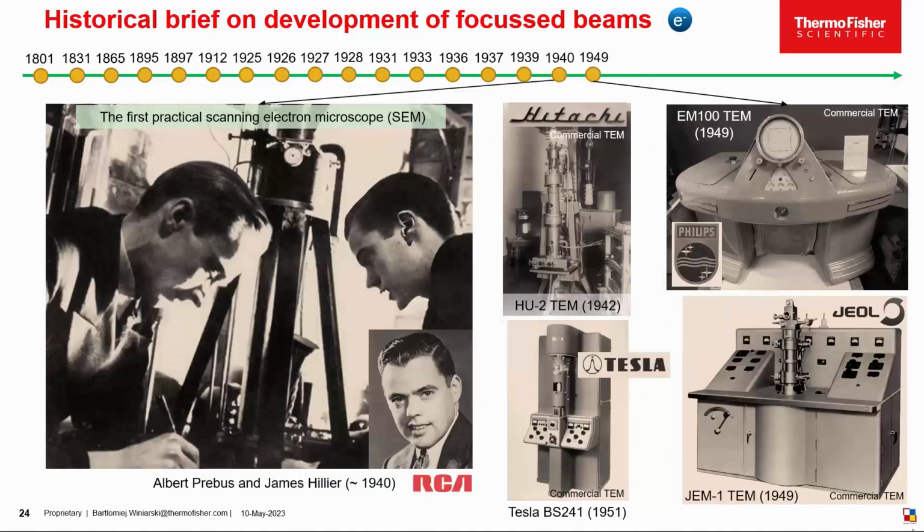Work of Zworykin was continued by Albert Prebus and James Hillier, who developed the first US-based scanning electron microscope. It is worth pointing out that at a similar time frame, transmission electron microscopes were developed in other countries: Hitachi and JEOL in Japan, Philips in the Netherlands, and Tesla in Czechoslovakia.